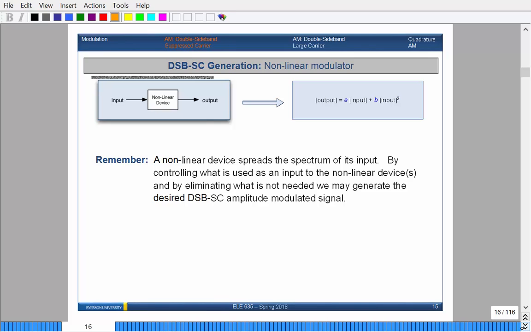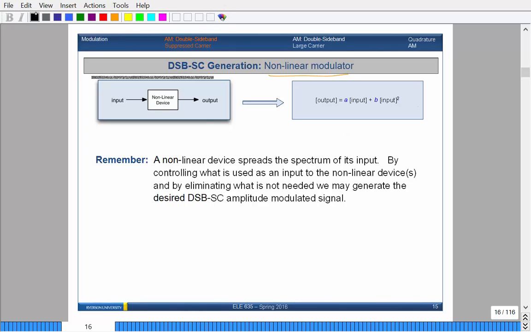Okay, so what we're going to talk about first is how you generate a double sideband suppressed carrier signal through the use of what's called a nonlinear modulator. Okay, so there are actually electronics in practice. There's what's known as a nonlinear device, and what that does is it will take your input and then produce an output such that you have your original input scaled by some factor a, and then the input squared by some factor b as well. So there are actual electronics that exist that do this for you.